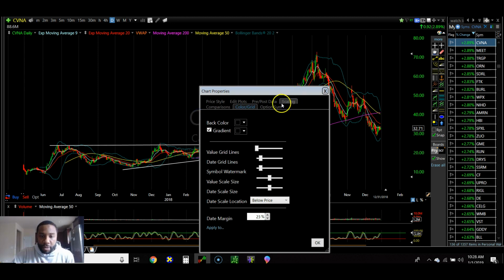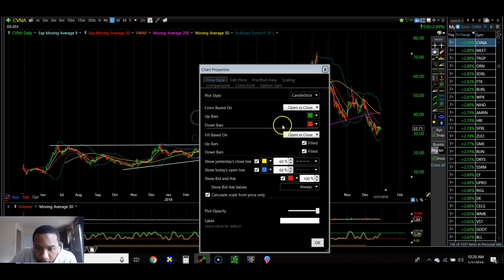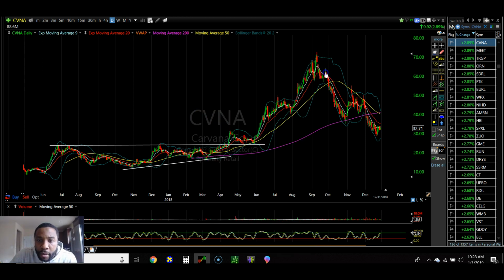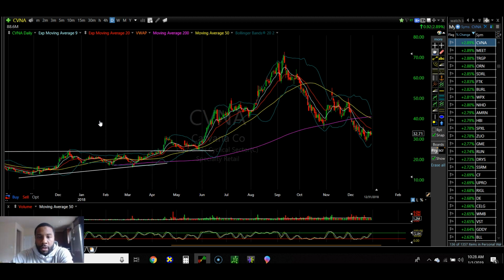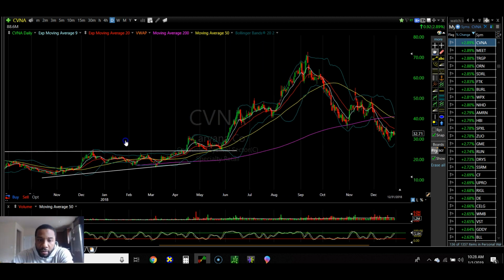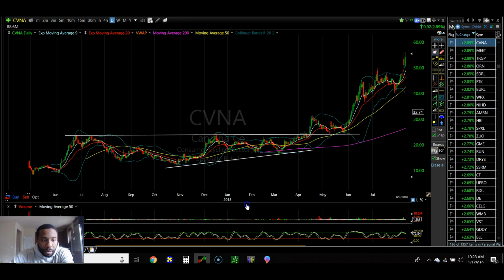Edit chart properties. Let me just make sure my candles are on open versus close. Yep. Because if you put it on net change, it distorts your picture. You put it on open versus close, it gives you a better understanding of what's going on, as opposed to net change.